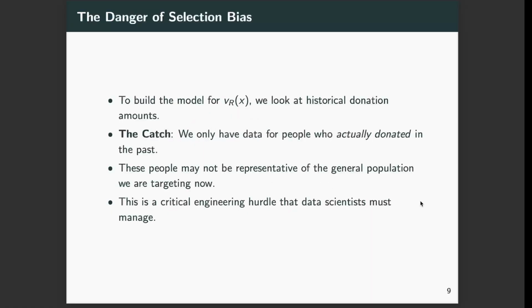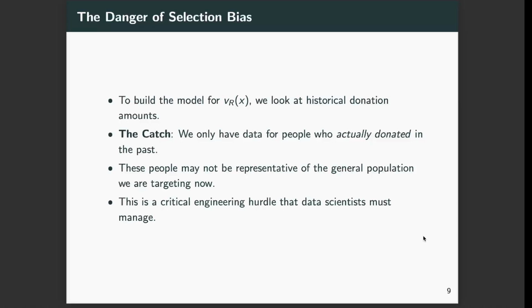We have just engineered a beautifully structured solution, but I now want to warn you about a critical implementation challenge that can undermine even the most elegant model design. This challenge is called selection bias, and it is one of the most important practical issues in applied data science. Recall that to build our donation amount model, the model that estimates V sub R of X, the expected donation given response, we need historical data on donation amounts. Specifically, we need data on how much past donors actually gave. Where do we get that data? We look at our historical records. Here is the catch.